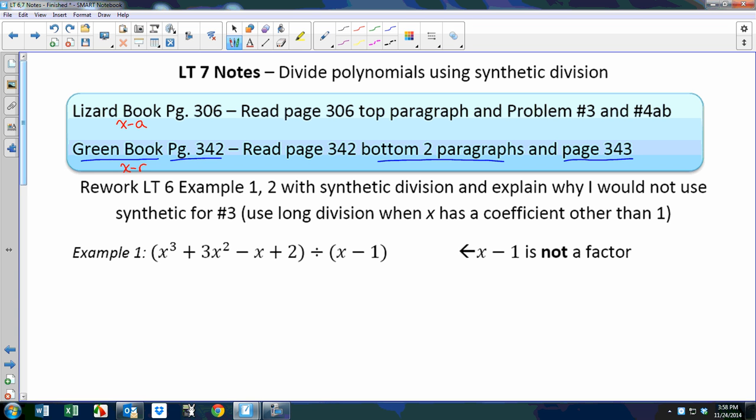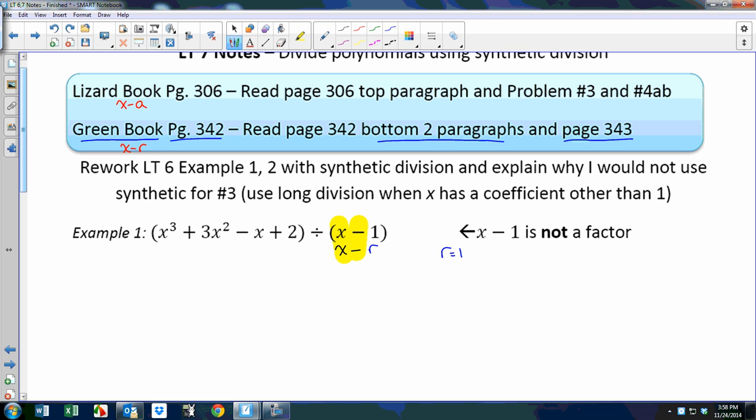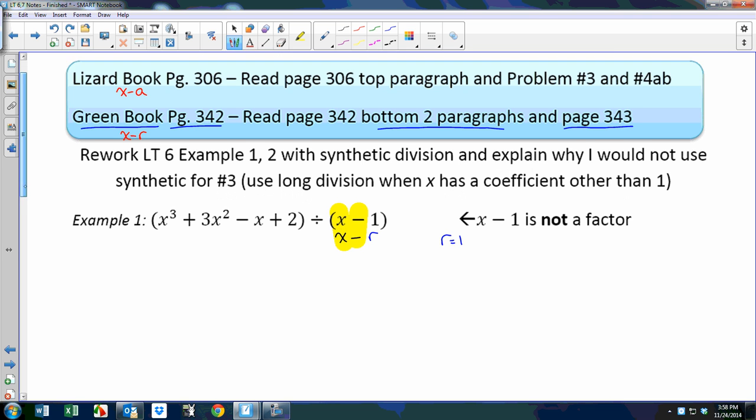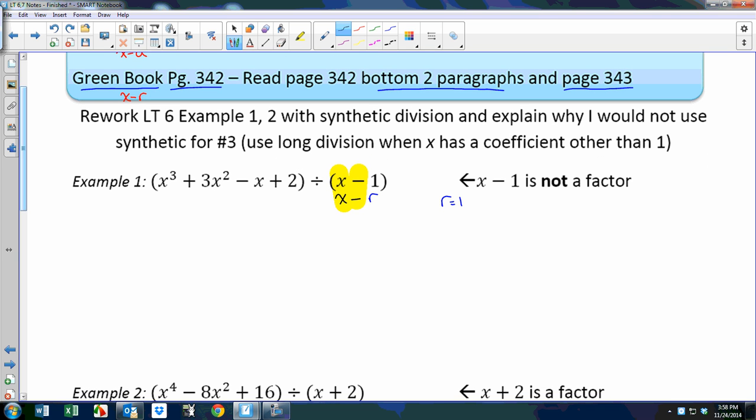So in example 1, first thing I do is compare what I'm dividing by to x minus r. So the x's match up, the negatives match up, therefore r is 1. And again, if you haven't read page 342 and you're not even sure what this looks like, you really need to stop the video and look at those 2 pages. All right, so you'll need 3 lines in your notebook paper. In the first line, you have a half box and then the coefficients of what you're dividing into out to the side. Skip a line so that you can have a place to put your addition bar, and then leave a spot over here for your remainder.